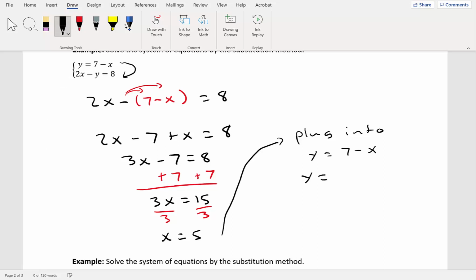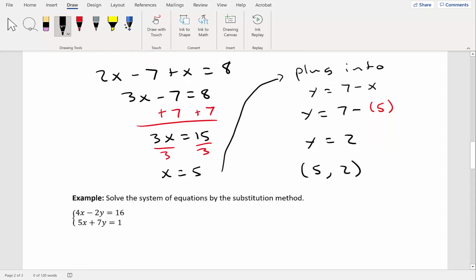So we have y is equal to 7 minus, let's plug in our x, which is 5. So we get y is equal to 7 minus 5, which gives us 2. And now we have our x and we have our y. Let's take a look at another problem.